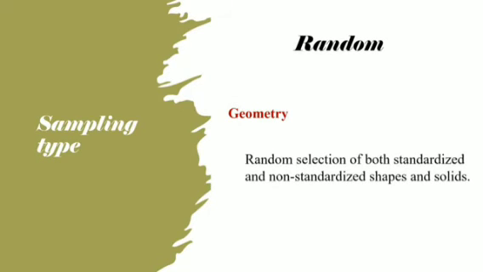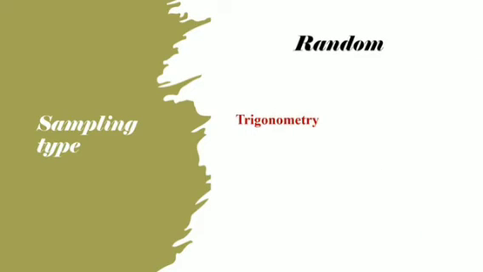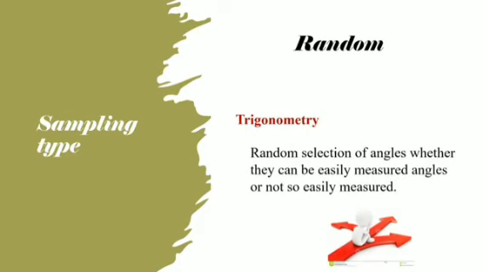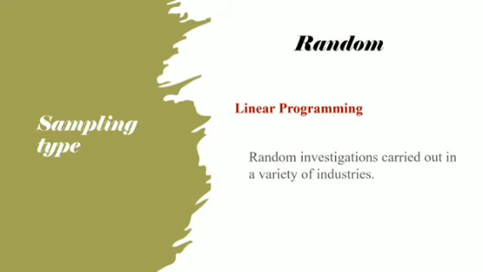For geometry, however, random sampling may mean the random selection of samples that are both standardized and non-standardized. For trigonometry, random sampling can mean the random selection of angles, whether they are easily measured or not. Random sampling for linear programming can mean the random selection of respondents or observations made from a variety of industries.